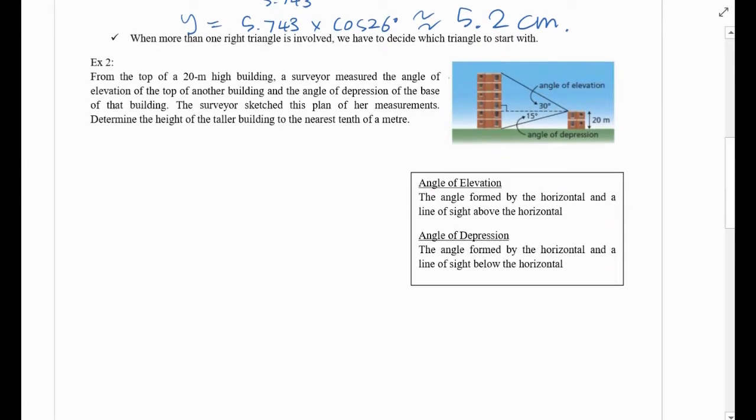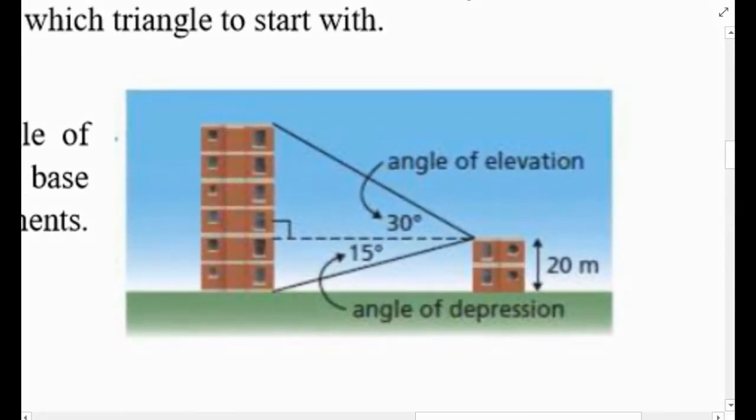Example 2. From the top of a 20-meter high building, a surveyor measured the angle of elevation. So the surveyor is standing here. From the horizontal line, you always start from the horizontal line, going up is angle of elevation, and going down is angle of depression. So from the horizontal line, going up, angle of elevation, going down, angle of depression.